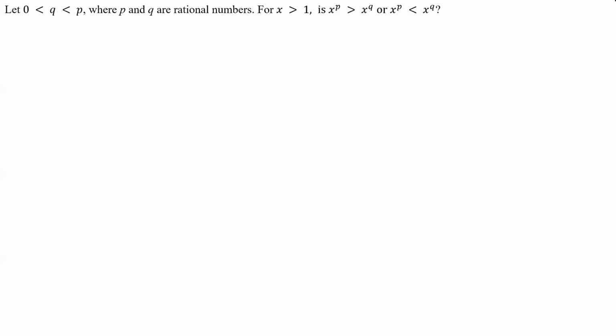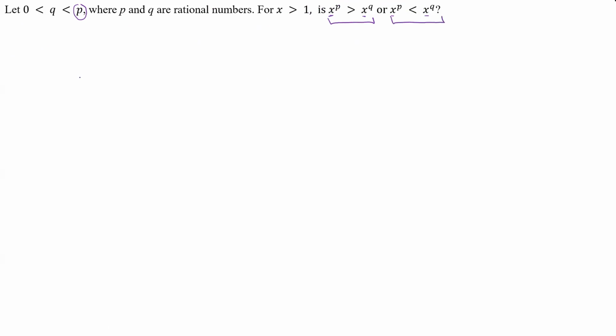All right, so here we have Q is between 0 and P, where P and Q are rational numbers. So for x greater than 1, those are all greater than 1. And now remember, P is larger, so the P's are going to be larger no matter what. It says which is true, this statement or this statement?